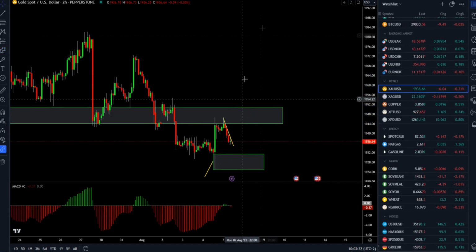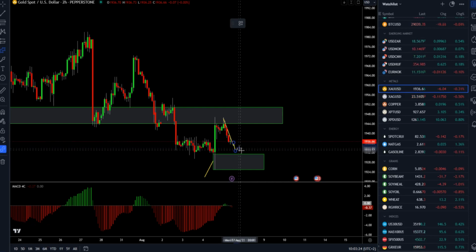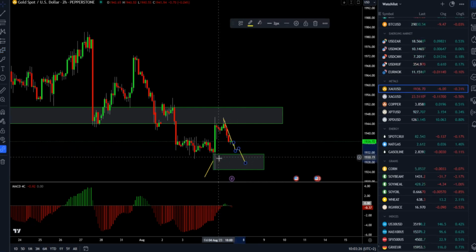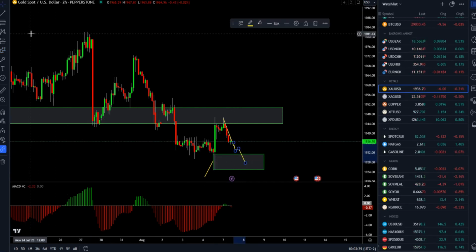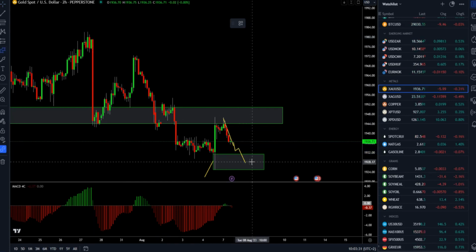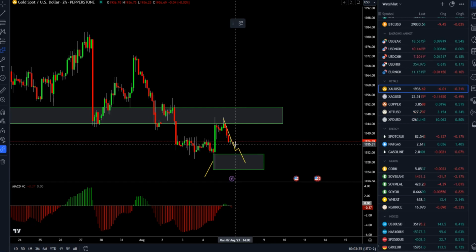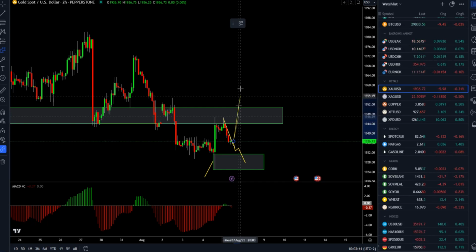So this may be an indication for the full retest of this pin bar area. So one scenario is the market to try to go towards that pin bar territory between 1930 and 1925. And another potential is that the market can pick up the bid and rally from here.